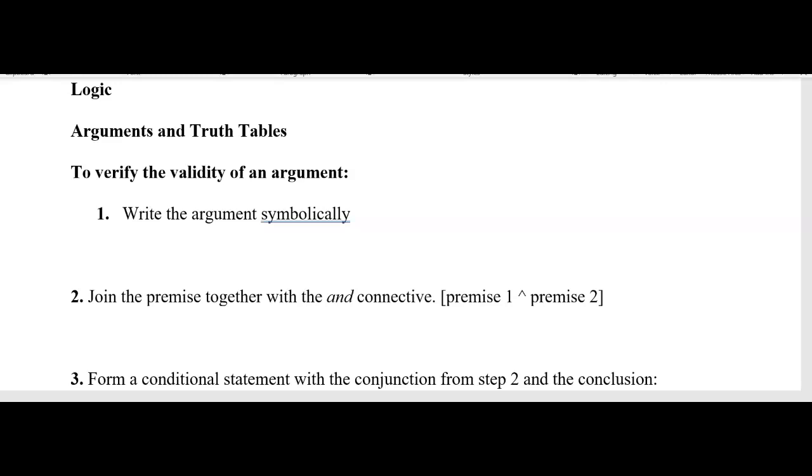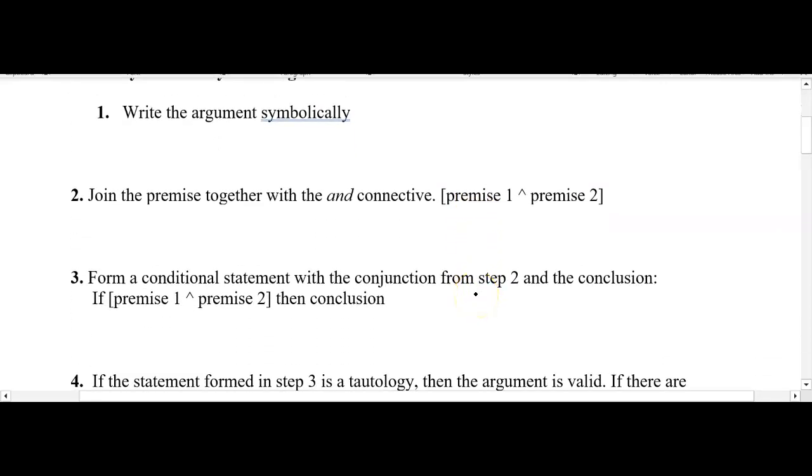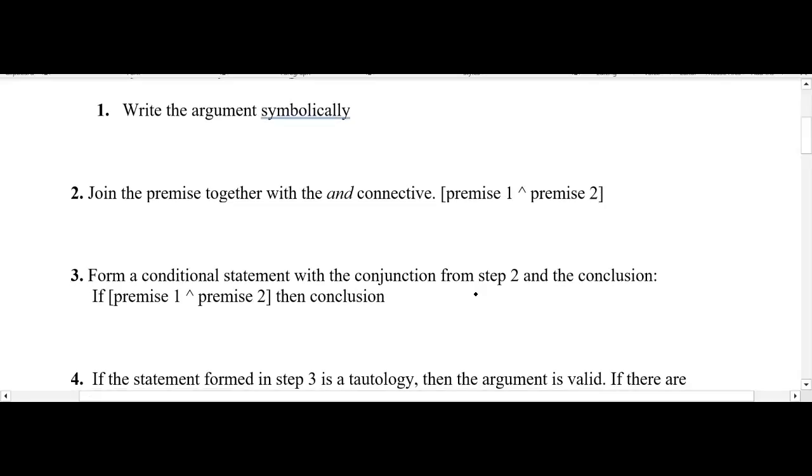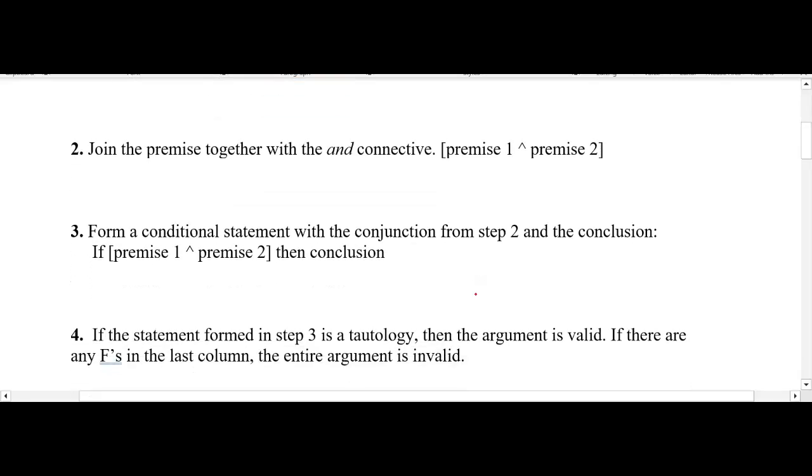Here are some steps I wrote down, which are going to make more sense when we jump into an example, but this is what I have. When we are going to be verifying the validity of an argument, here are the steps. 1, write the argument symbolically, which we've been doing. 2, we're going to join the premises together with the and connective. So you would write premise 1 and premise 2.